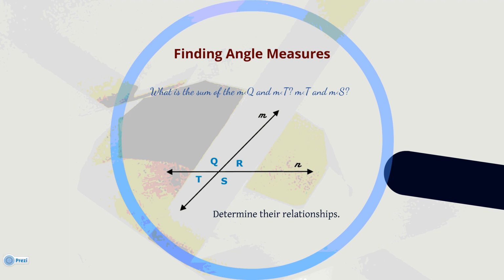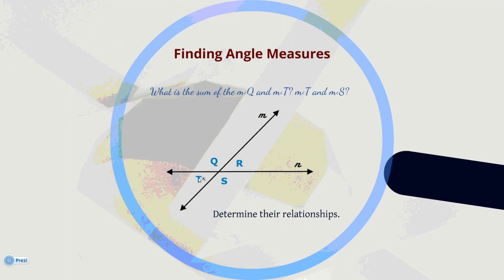Here we're asked to find the angle measures. We want to know the sum of the measure of angle Q and the measure of angle T, and then we're going to look at the measure of angle T plus the measure of angle S. In order to do this, we just need to know what the relationships between these two sets of angle pairs are. Both pairs are adjacent and supplementary.